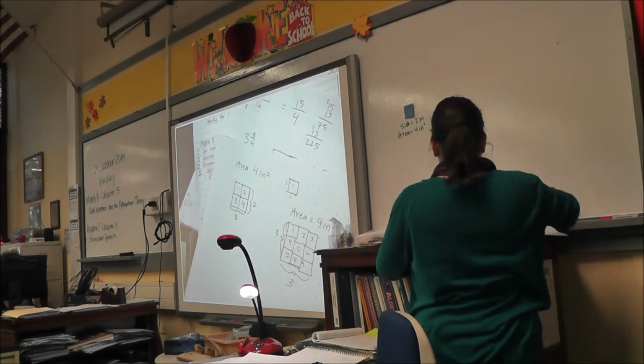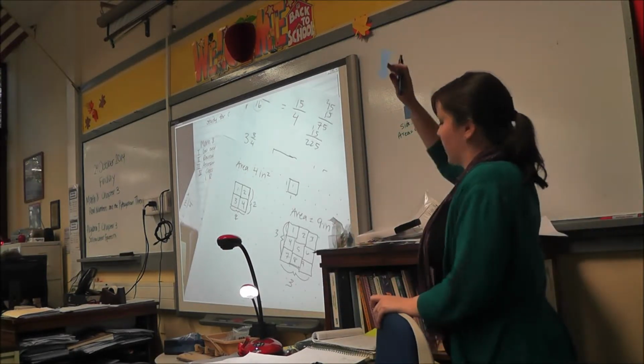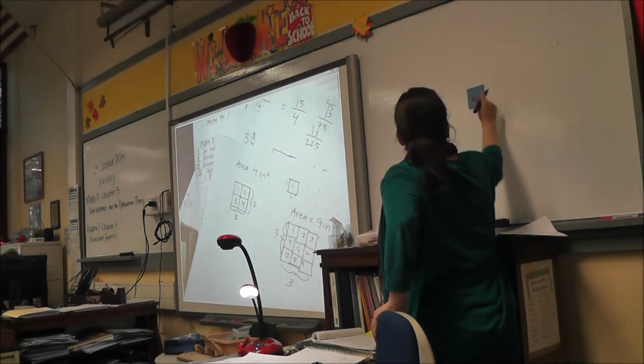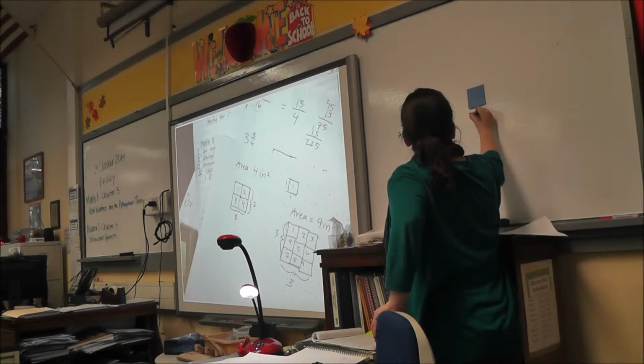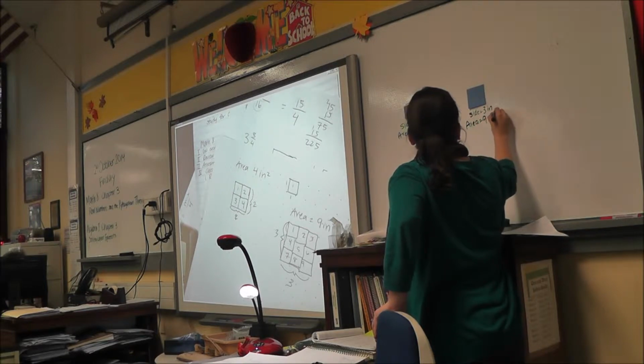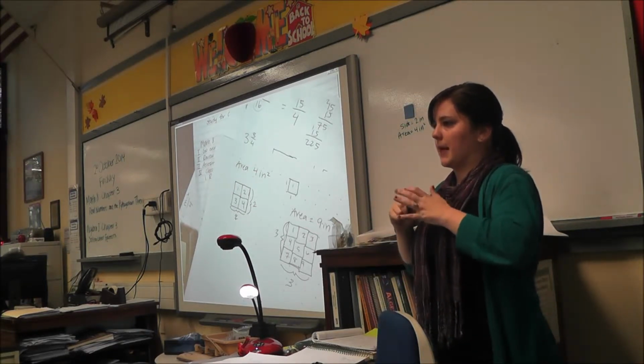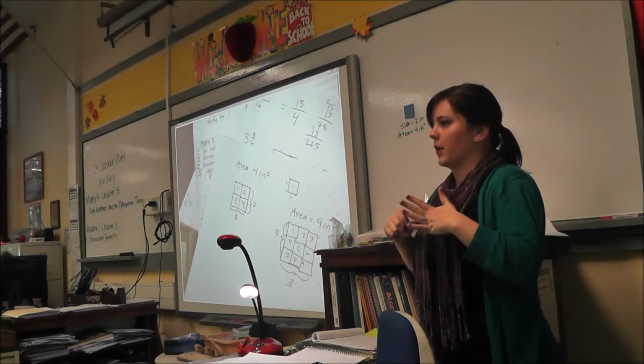Here is a square, like we just found. It's 9 inches squared. What was the side length? 3 inches. And what was the area? 9 inches squared. I want you guys to find a square that has an area of 16 square inches.